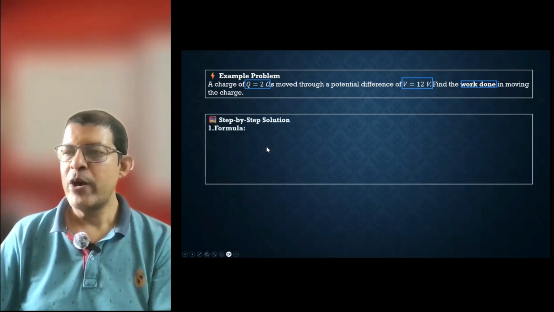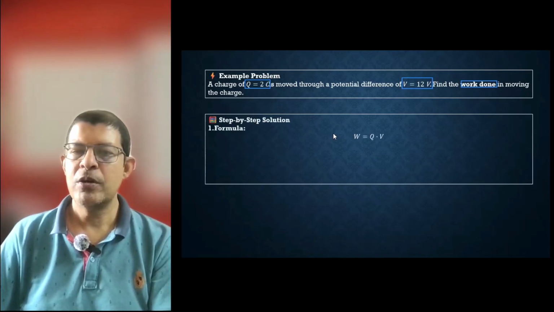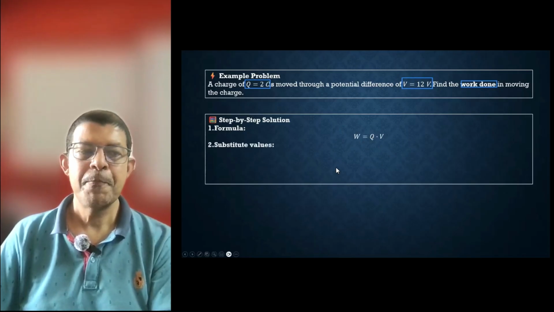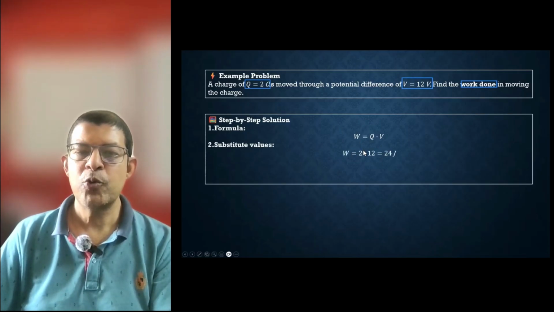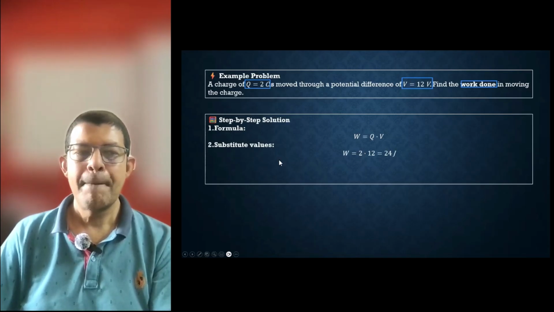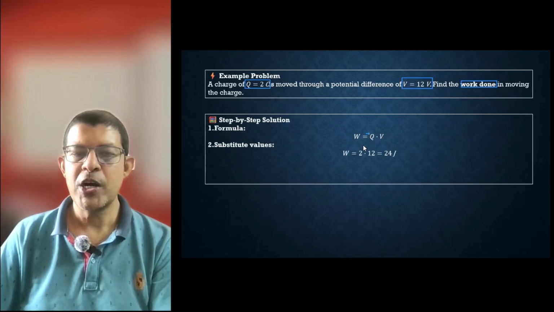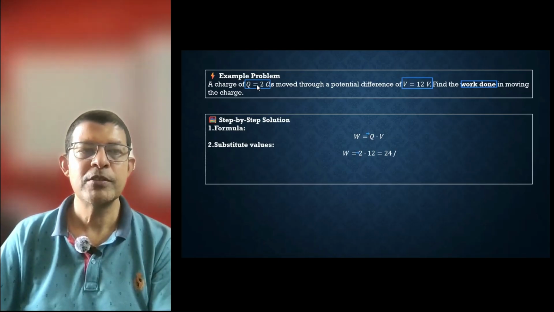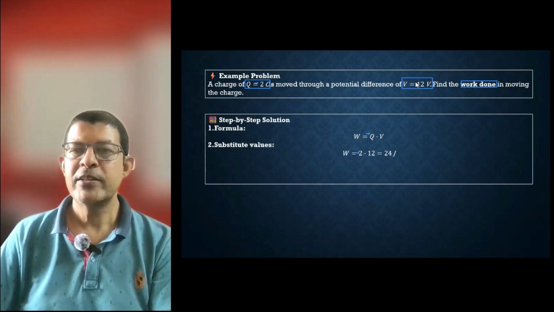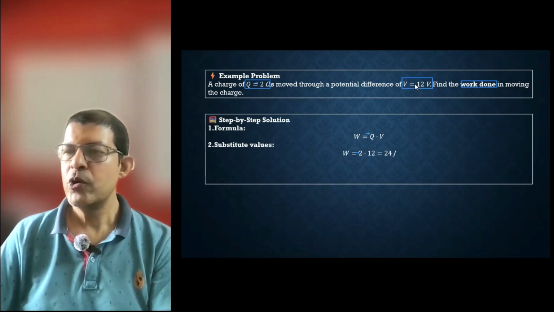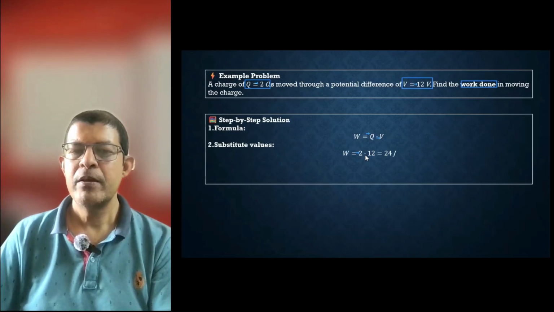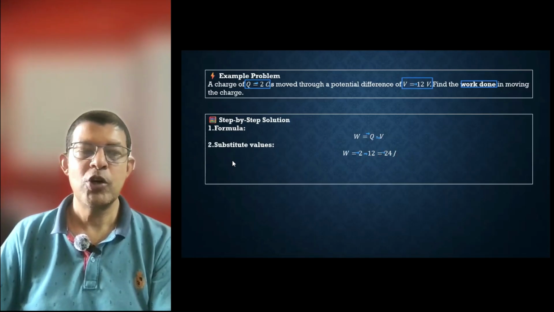The first step is to identify the formula, which is the rearranged formula. Work done is calculated as charge into voltage, and we are substituting this. We substitute charge as 2 coulomb. We take this is the charge 2 coulomb. And then we take the voltage. Voltage of 12 volt is replaced in V. We replace here 12 volts, and finally we get 24 joules as your answer.